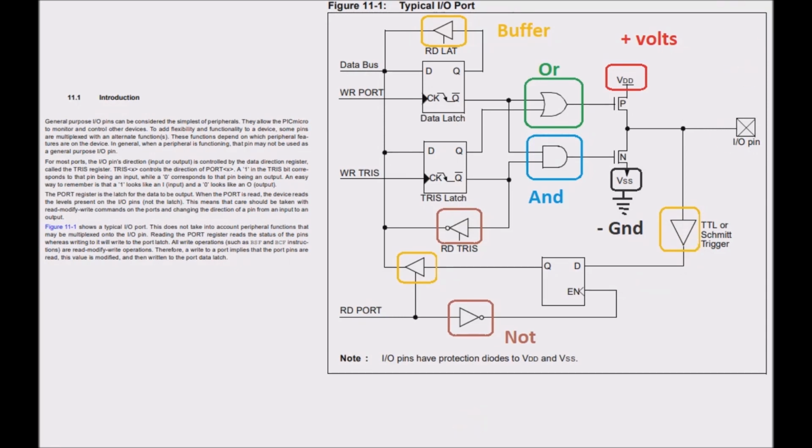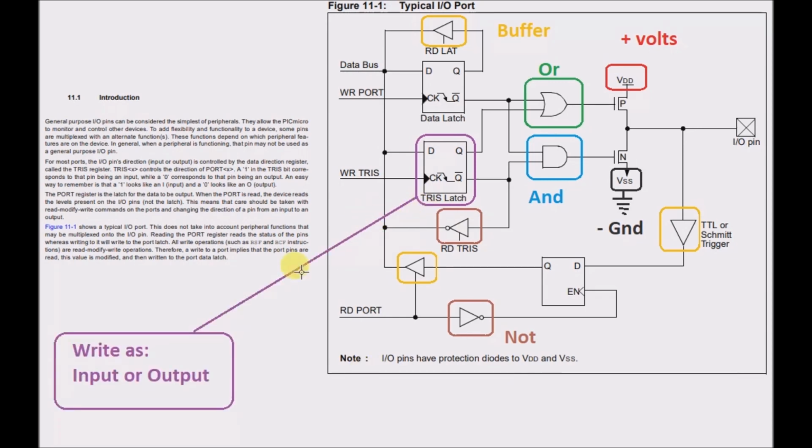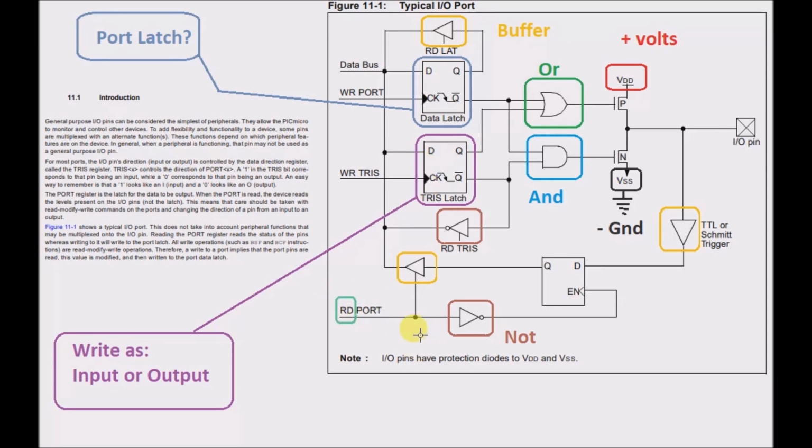Okay, so I'll use the purple. This is going to decide whether a pin is configured as input or output. That's what the trice register does. So to me, that's what this is doing. Okay, just reading this definition. Reading the port register reads the status of the pin. We're reading here. Whereas writing to the port will write to the port latch. So the best thing I can do at this point is leave a skill testing question as to whether this is the port latch. This is read. But this also says RD lat.